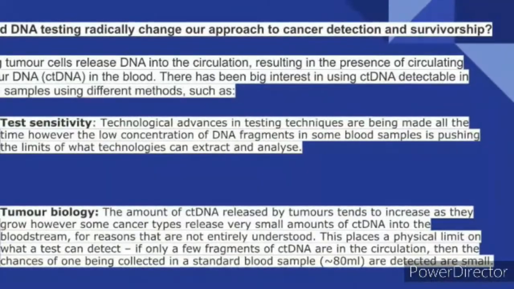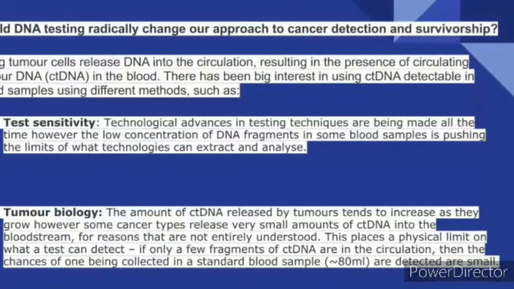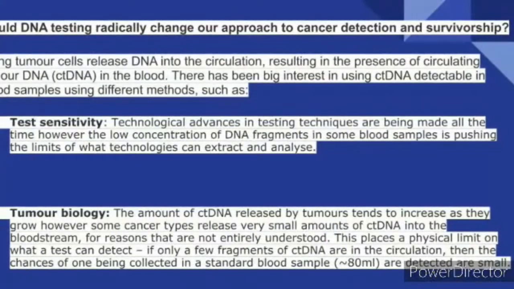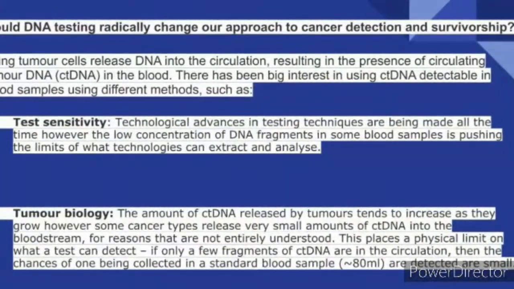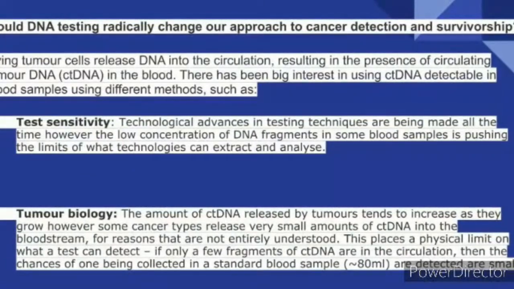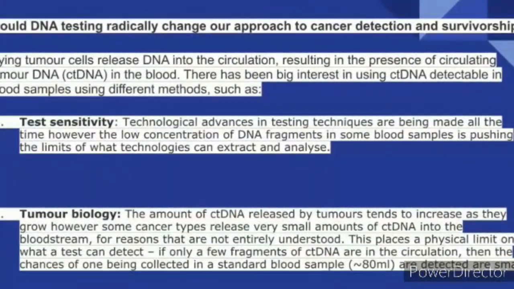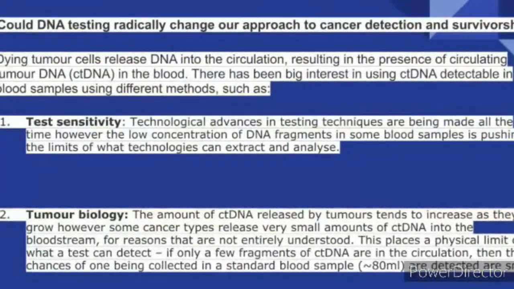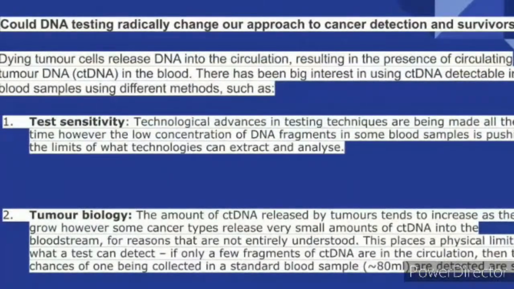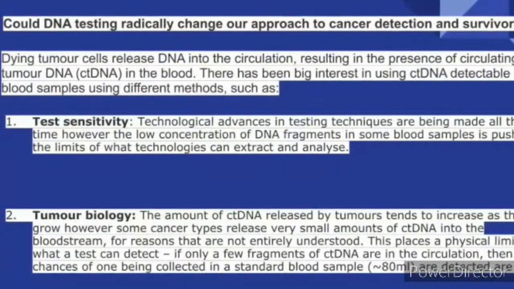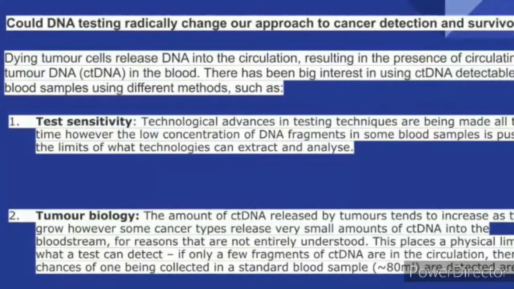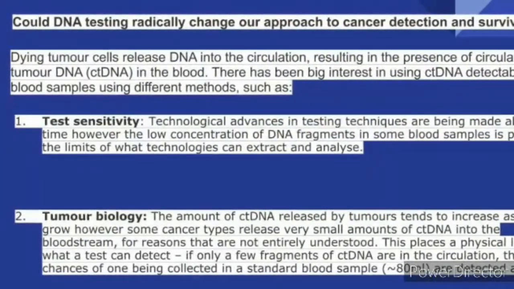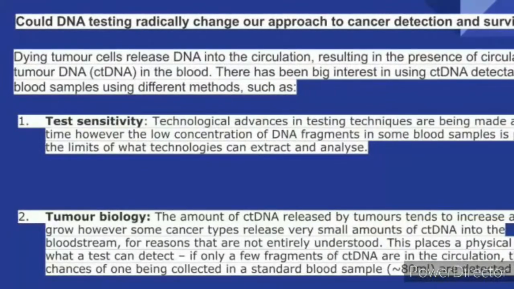How could DNA testing radically change our approach to cancer detection and survivorship? Well, it's a very, very good question because the tumor cells, when they die, release DNA into circulation, resulting in the presence of circulating tumor DNA in the blood of the patients. For that, we have different methods such as test sensitivity and tumor biology. This helps us a lot to detect the cancer in the blood of the patient and, of course, measure survival, how the treatment is going, based on how much tumor DNA we can find in the patient's blood.